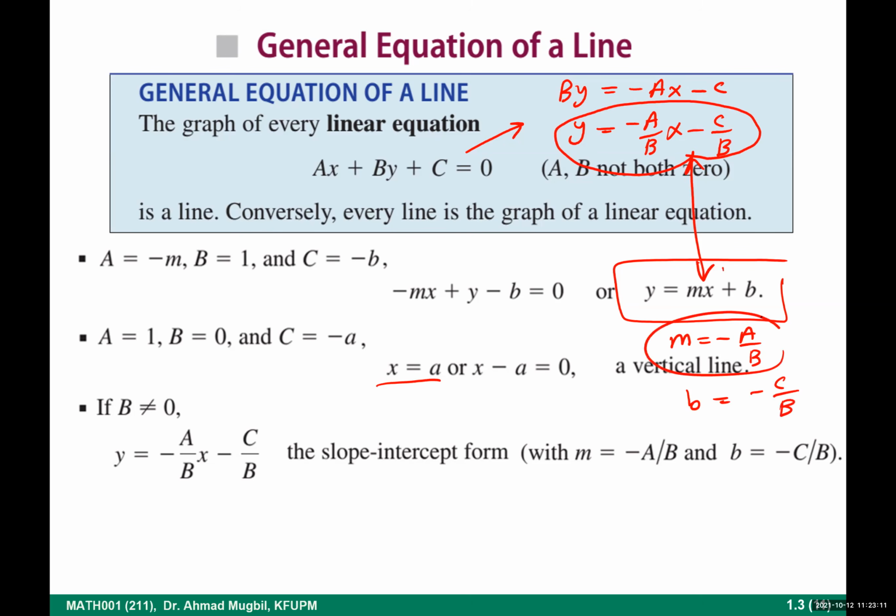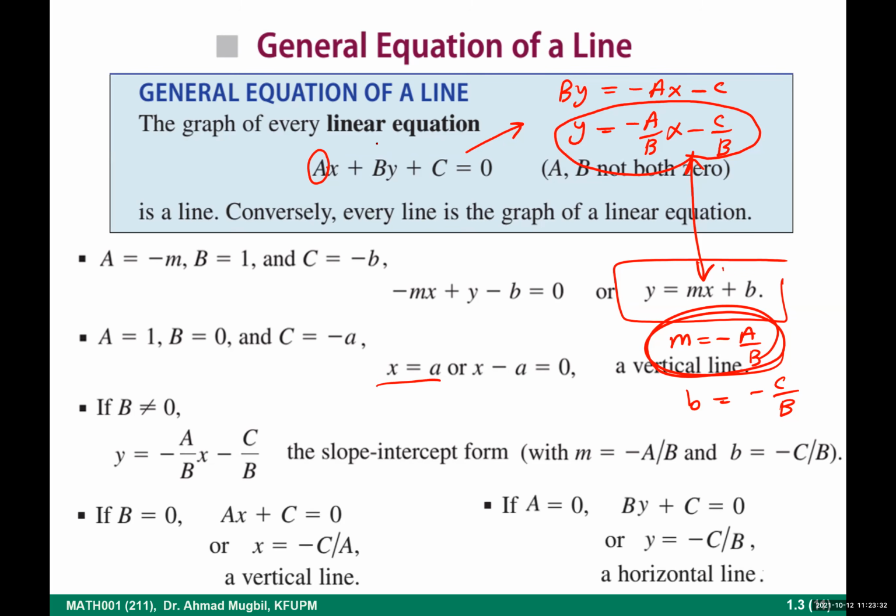So this is the most important part indeed. No need to solve for y if you want to find the slope. What you need to do, just take the negative of the coefficient of x divided by the coefficient of y. It is -a over b. Of course, if b is 0, it will be a vertical line. If a is 0, it will be a horizontal line.